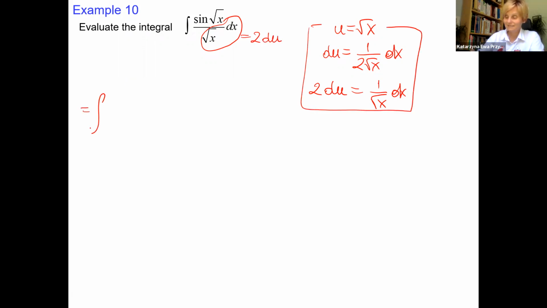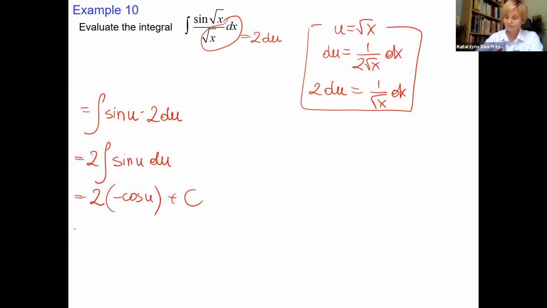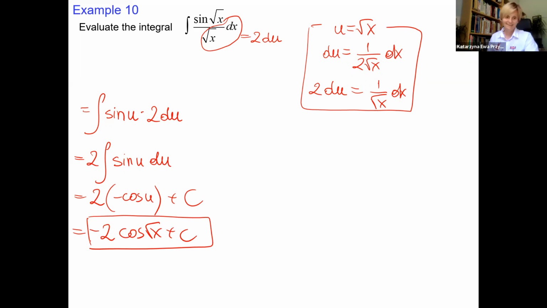And now let's see. We have sine of square root of x, which is sine of u, and times 2 du. Let's put the 2 out, just sine of u. The integral of sine is negative cosine of u plus the constant c. So negative 2 cosine, and u is the square root of x. This is the final answer.